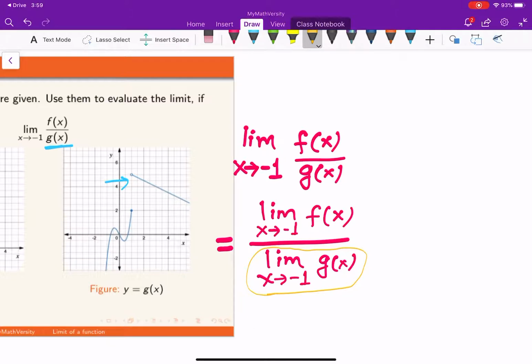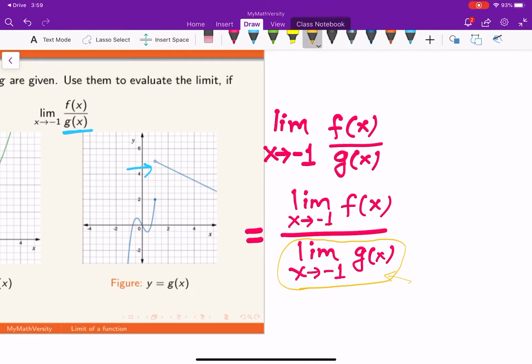So why don't we find these first then? Let's go closer and closer to -1 from the left and right, and find the limit. So -1 is somewhere over here on the x-axis. Let's go closer and closer to -1 from the left side. When we do that, we can see that the y value is approaching, somewhere over there, is that -2? Each time we measure the y value, it's getting closer and closer to this height over here. So that is the left side limit, which is -2.